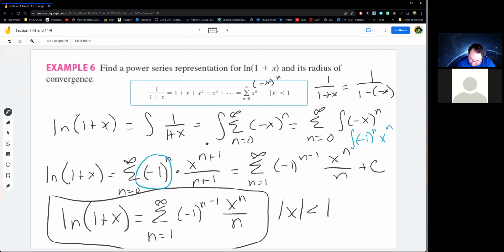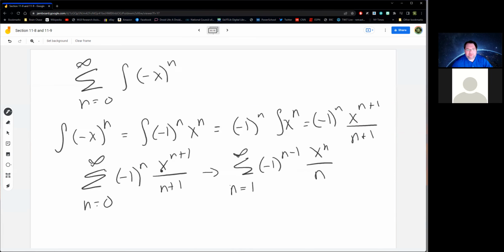So your summation was, I put the -1 to the n back in, x to the n plus 1 over n plus 1. And then I just changed it to start at 1 instead of 0. So that's how I get the -1 to the n minus 1 x to the n over n. So we have that, and then we changed it to that.